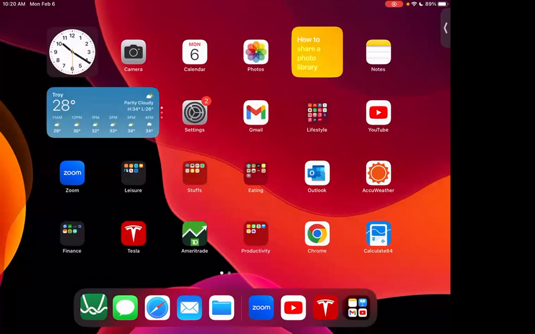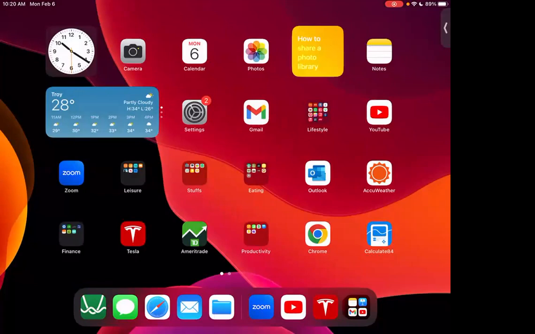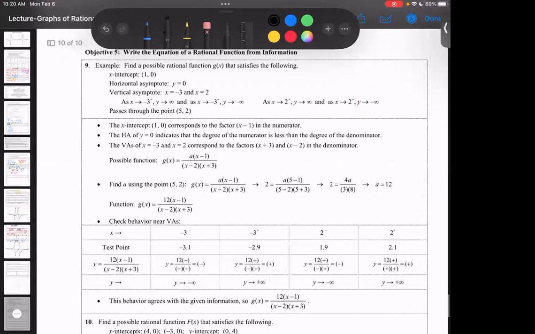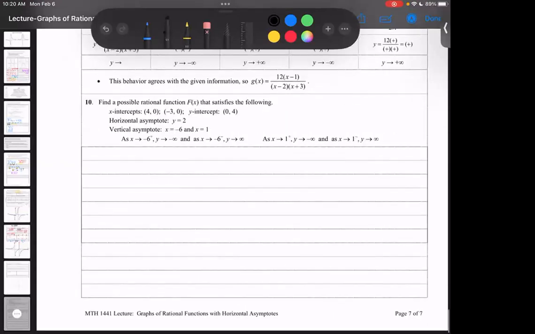One more and then we'll call it a day. Please practice on that. We're going to do number 9. Oh no, we do number 10. We do number 10. So far, you are given a function and then asked to graph. Now reverse engineering. I'm going to give you a bunch of information. You give me the function. You're going to find the function.